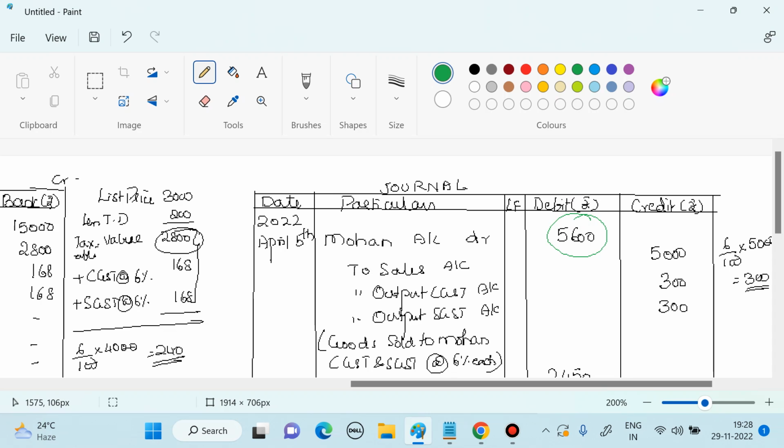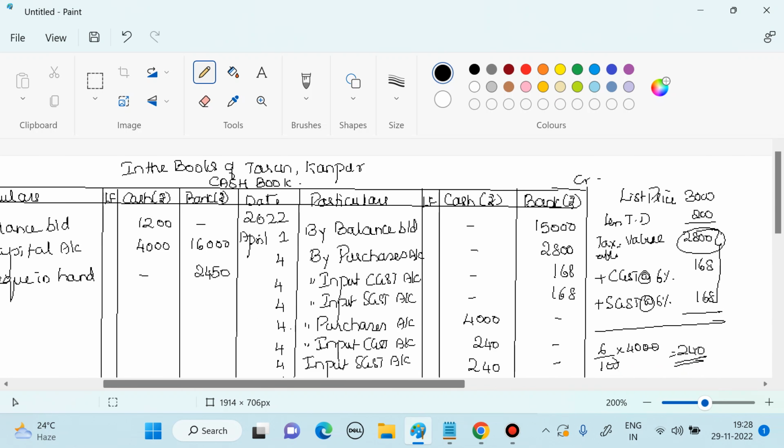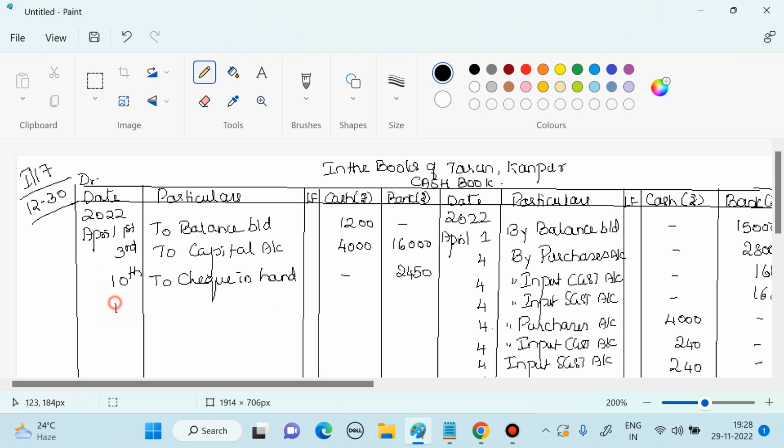What was received against this amount? For 5,600, we are receiving 5,350, which means a balance of 250 is going to be the discount allowed to him. So you know, for the amount received, it would be on the receipt side here. We would be writing on 12th to Mohan account. How is it received? Cash. So in the cash column, 5350.